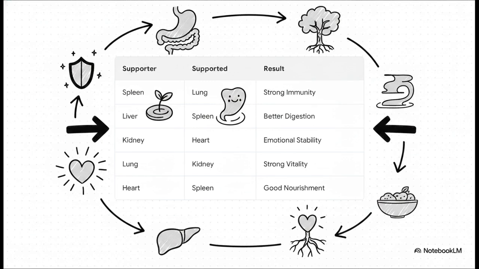The liver supports the spleen. Healthy energy flow improves digestion. The kidney supports the heart, meaning strong core vitality anchors emotional stability. The lung supports the kidney, and the heart supports the spleen. By understanding these arrows of support, you can trace a symptom back to its true origin instead of just putting a band-aid on the surface complaint. As a practitioner, if you're treating an organ directly and you are just hitting a wall, pivot. Use this chart to treat the supporter organ to jumpstart the healing process.